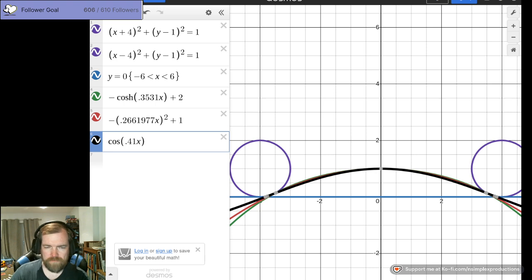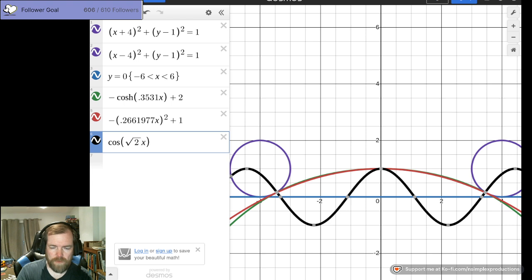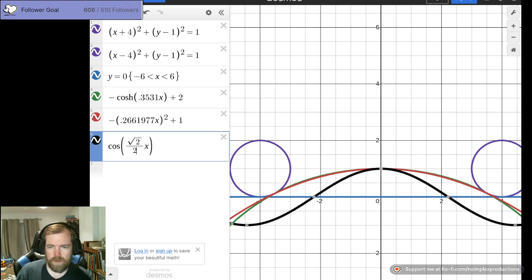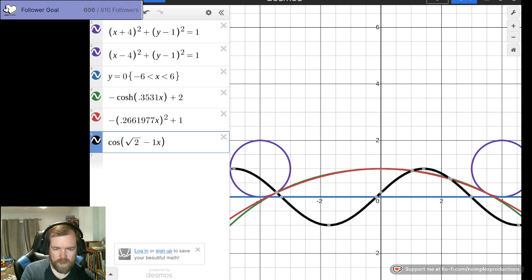I think that does it. Put about 0.41 foot. I know that number. Oh no, that's 0.707. Never mind. Minus 1 parentheses.